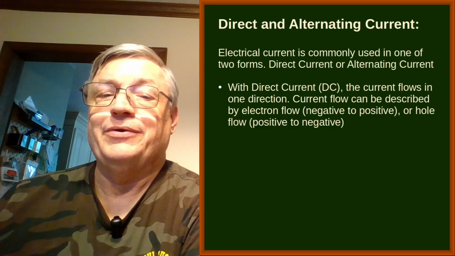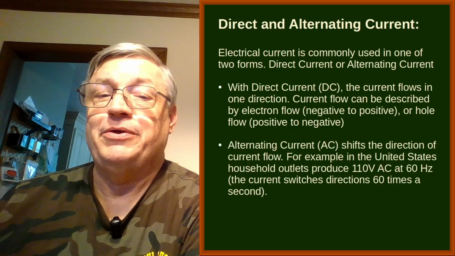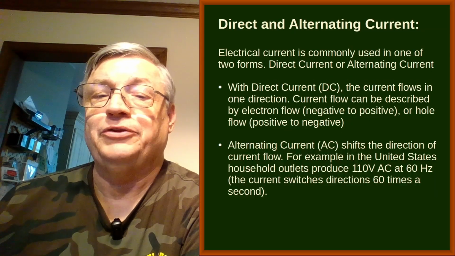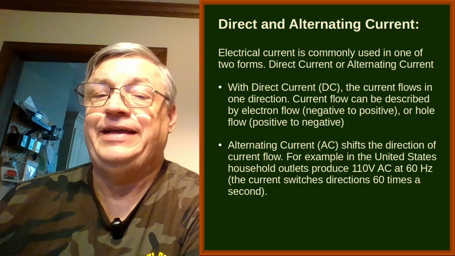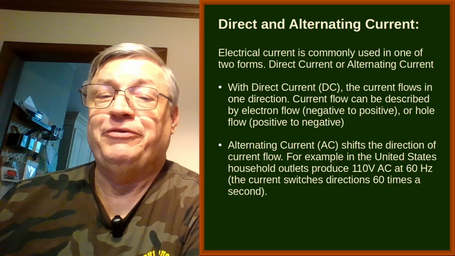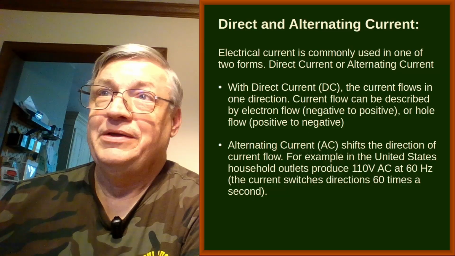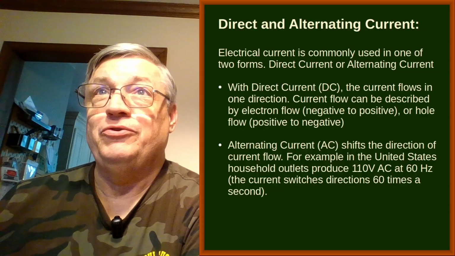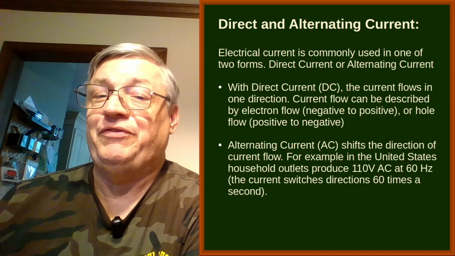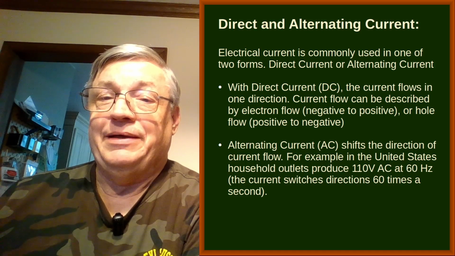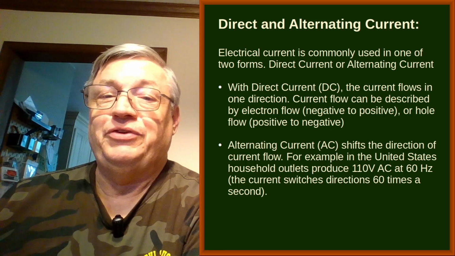Alternating current, on the other hand, shifts direction periodically. For example, in the United States, household outlets produce 110 volts AC at 60 hertz, which basically means the current switches direction 60 times a second. If you're in the Philippines or Europe or some of the other countries, it's 50 hertz, or 50 times per second. But yeah, there are advantages and disadvantages to each form.